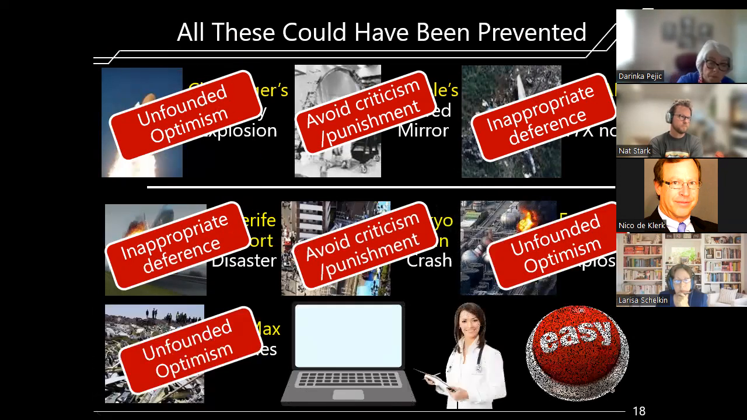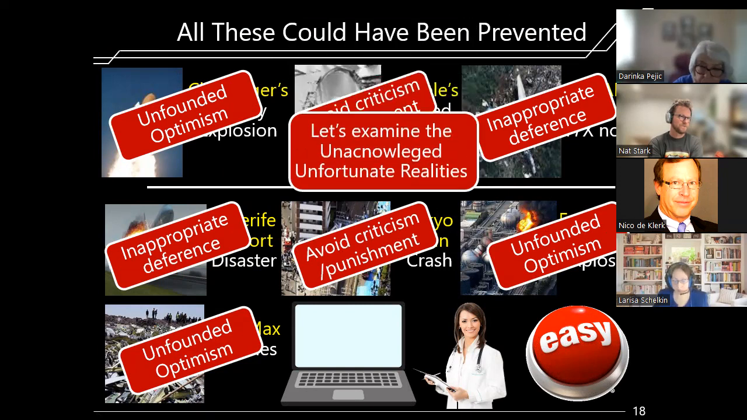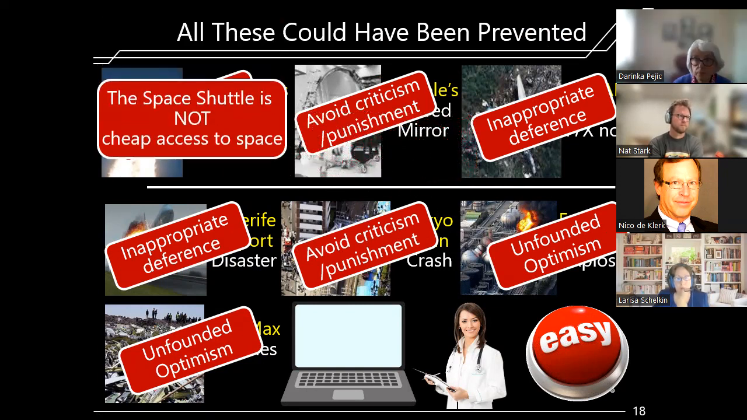But reflecting on this, I thought what's maybe more interesting is each one had an unfortunate reality behind it that wasn't addressed. So let's go look at just this one aspect of 4D to address unfortunate realities. In the case of the shuttle, the space shuttle was not cheap access to space. That was a lie. And as it became increasingly evident this was a lie, people tried more and more management to make this true when it wasn't.